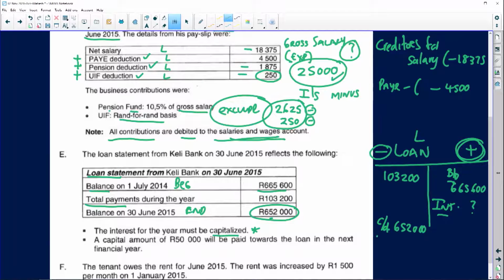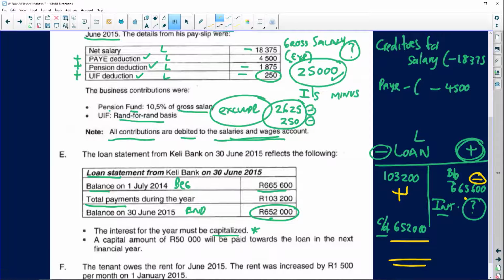So as accounting students, we know that when we bring down a balance brought down and we have a balance carried down, the debit side is equal to the credit side. So if I want to calculate my interest, all I'm doing is taking 103,200 plus 652,000, and then I am going to simply subtract 665,600. So I'm adding and then I am subtracting.